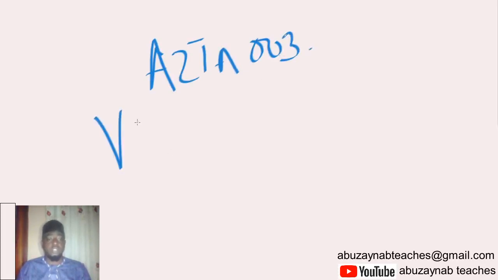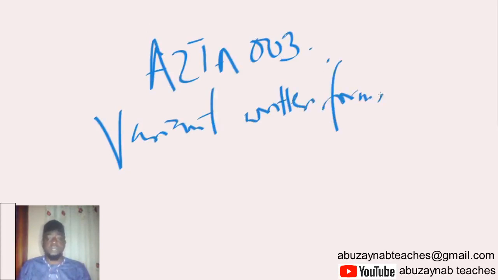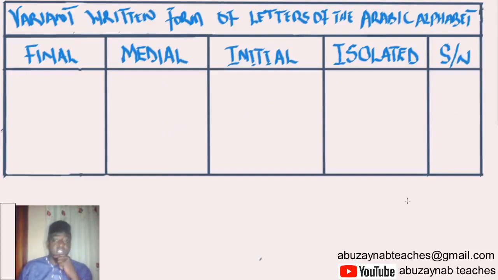And our focus in this class is the various written forms of the Arabic letters. The various written forms of the letters of the Arabic alphabet. Each letter of the Arabic alphabet takes up varying forms depending on their positions in a word. And as you can see on the table, there are four forms by which the Arabic letter could be written.